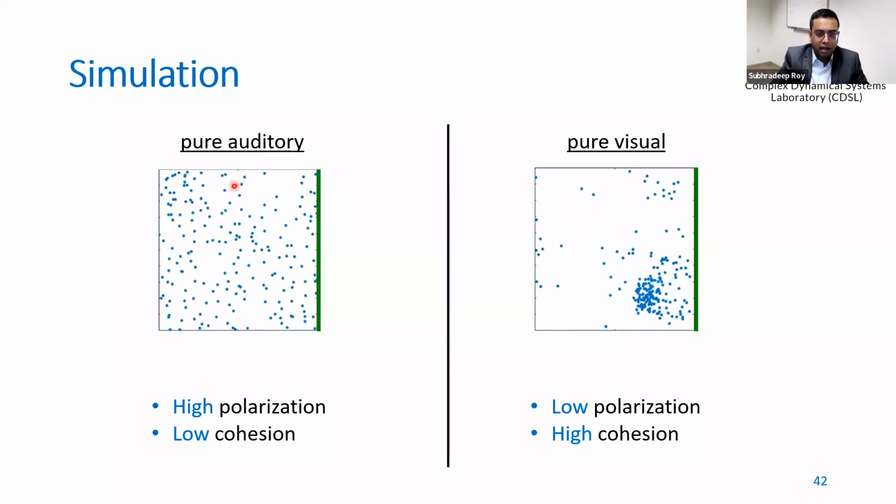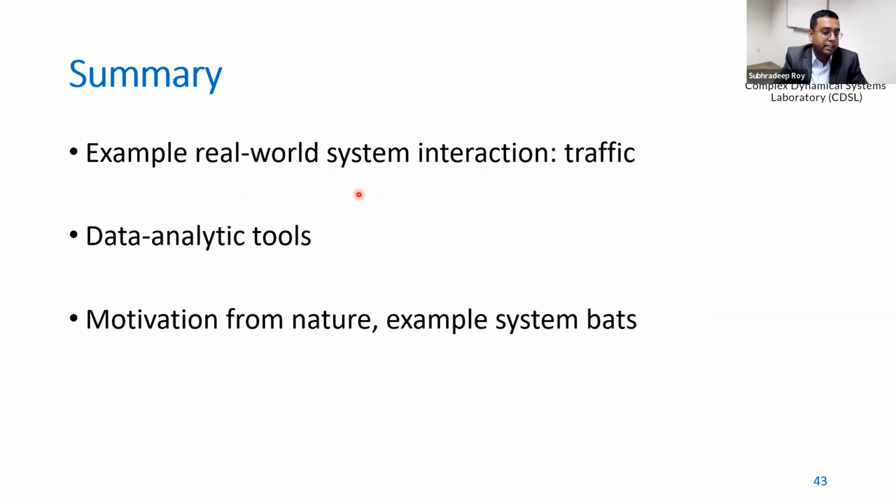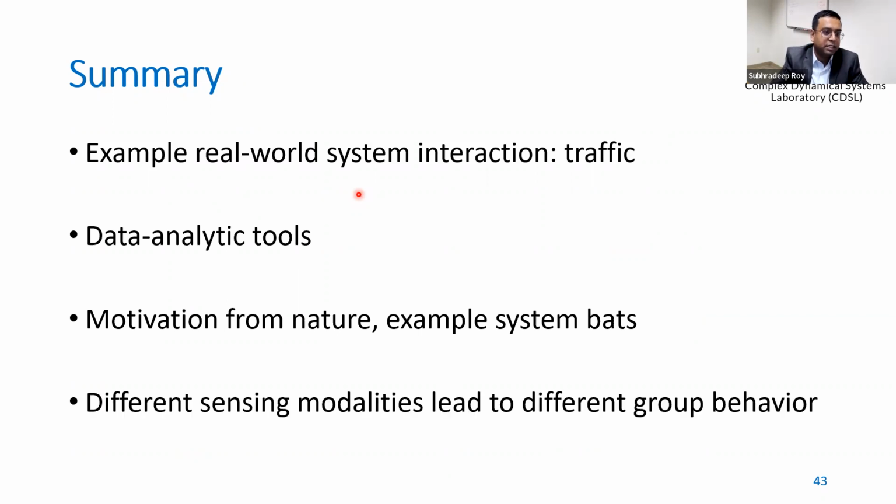So I think I should stop to leave some time for questions. To summarize, what I showed you is how I study complex systems, basically interactions in real world systems, with an example of vehicular traffic. I mentioned some of the tools that can be used to learn the features of these real world interactions. And taking an example of a real world system of bats, that inspires us to do some modeling where we can see how sensing modalities lead to very different group level behaviors.